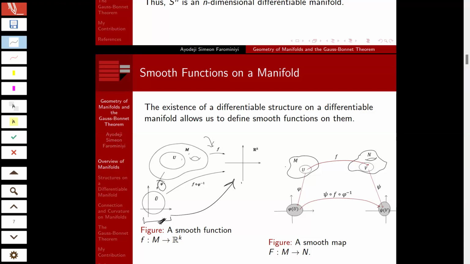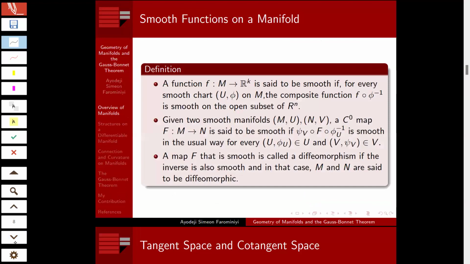A map between two manifolds M and N is said to be smooth if the composition that goes from this subset of Rm to this subset of Rn is smooth in the usual sense. More formally, we can define it as follows. A function f from the manifold M to Rk is said to be smooth if for every chart U with homeomorphism phi on M, the composite function f composed with phi inverse is smooth on the open subset of Rn. And given two smooth manifolds, M with chart U and N with chart V, a continuous map f from M to N is said to be smooth if this composition is smooth in the usual way.